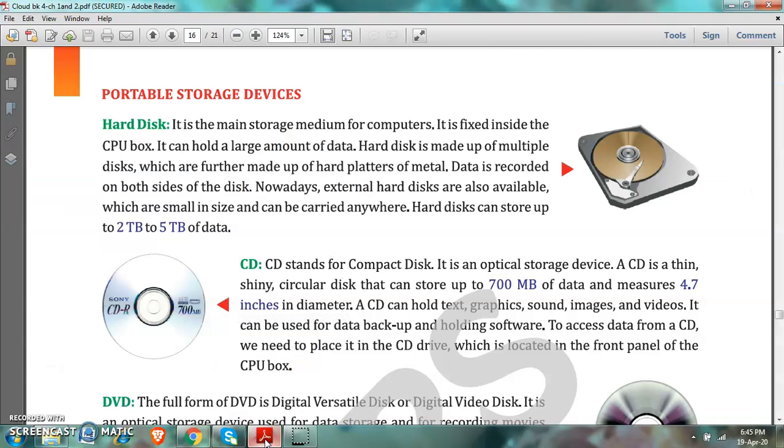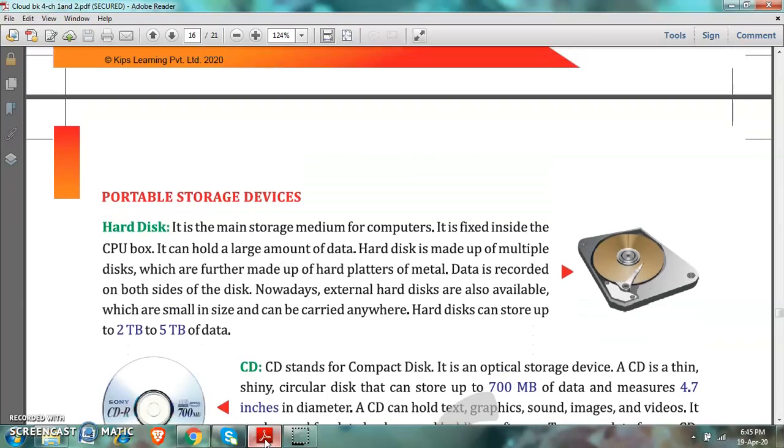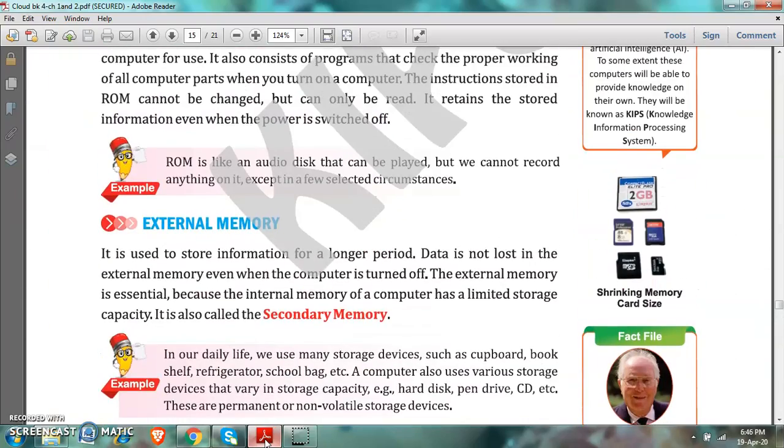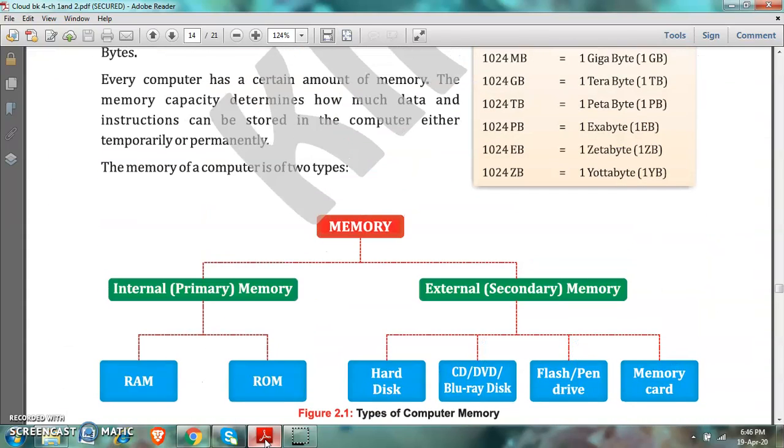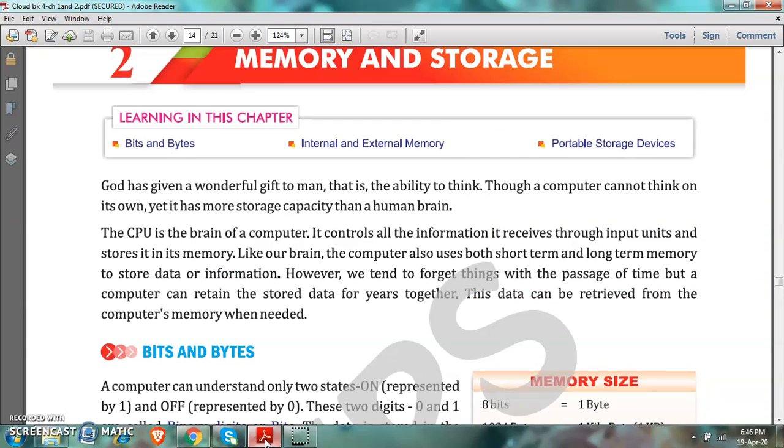Good morning, students. Today we are going to start the same chapter as we were doing in the previous video. That is chapter number 2 about storage devices. So I'm just taking you back to the topics which we have covered till now: external devices, internal memory, the diagram of memory, the classification of memory. This is a chapter about memory and storage.